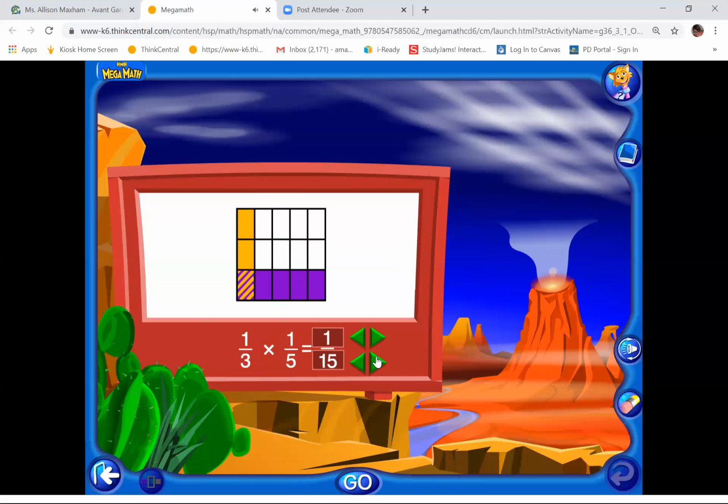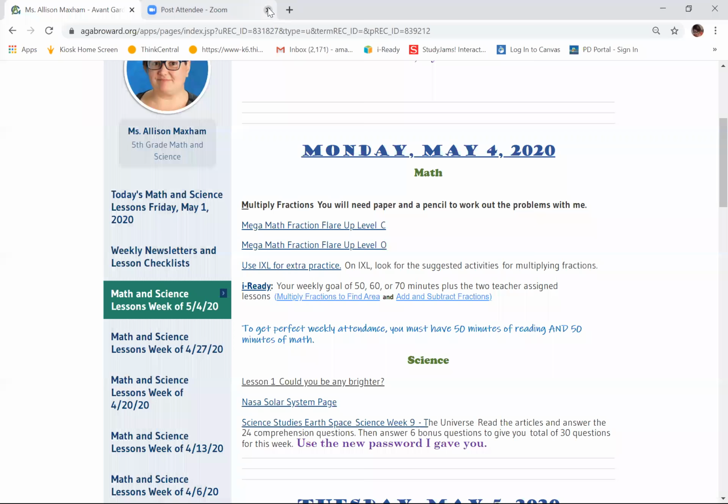1/15. Now, I know you guys know how to multiply the numerator times numerator and denominator times denominator. I know you know how to do that. But I want you to look and see exactly how they match. 1/3 is orange. 1/5 is purple. 1/15 is orange and purple. Excellent. Excellent. Excellent. Okay. Next.